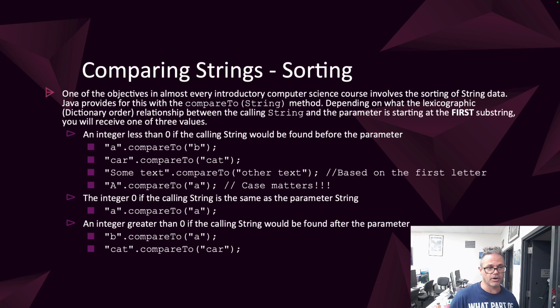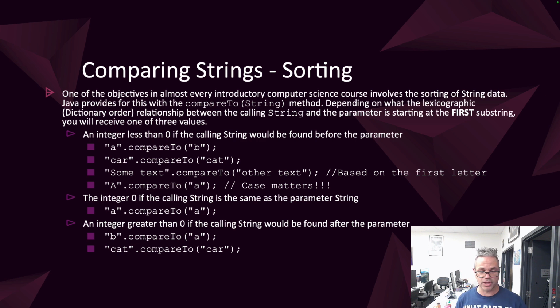And so an integer number less than 0 is returned if the calling string is found before its parameter. So a.compareTo(b), a negative. Car.compareTo(cat), negative. Some text.compareTo(other text) because a capital S is lower. Capital A compared to lowercase a, case matters on that as well. So we have that compareTo, we have to keep that in mind.